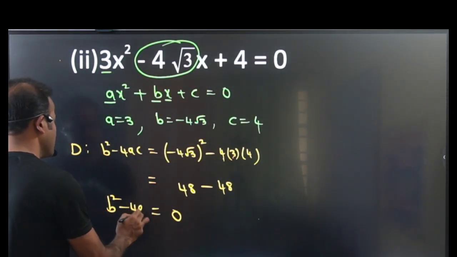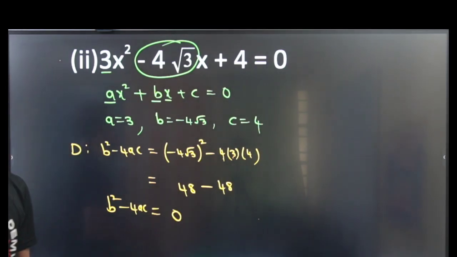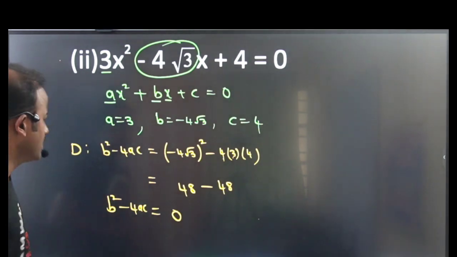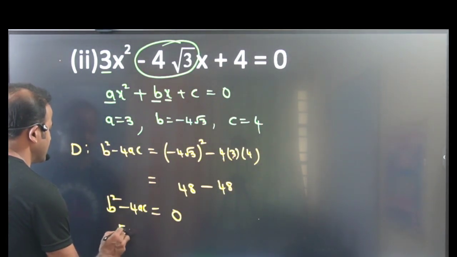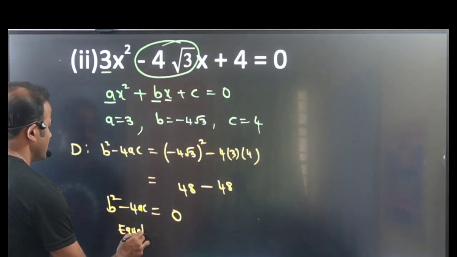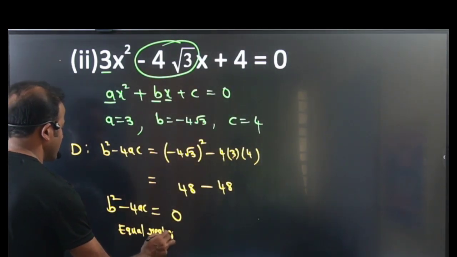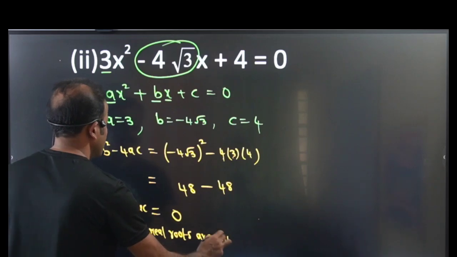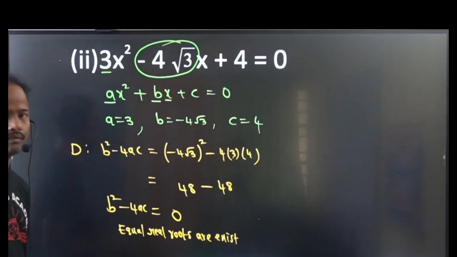That means the given equation has two equal real roots. Equal real roots exist. In this case roots are existing, right?